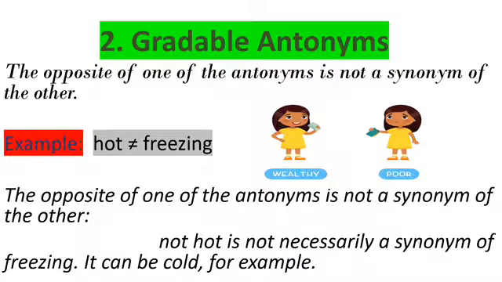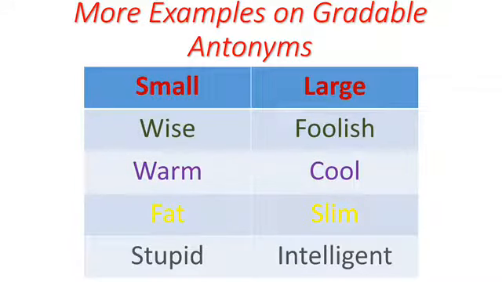Gradable antonyms. The opposite of one of the antonyms is not a synonym of the other. Hot is opposite to freezing, but if you say not hot, it doesn't mean it's equal to freezing. It might be cold. More examples on gradable antonyms: small, large, wise, foolish, warm, cool, fat, slim, stupid, intelligent.